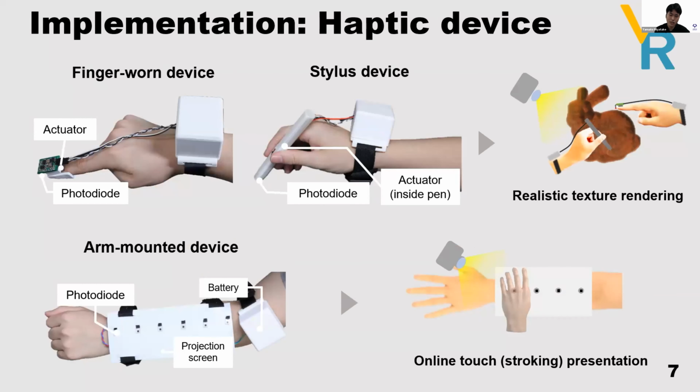And this shows the developed haptic devices. We first developed finger-on and stylus devices. These haptic devices are designed for presenting realistic textures on illuminated 3D models. They have a single photodiode to get PVLC embedded control signals and a single actuator to present haptic sensation to users' fingertips. And we also developed an arm-mounted device.